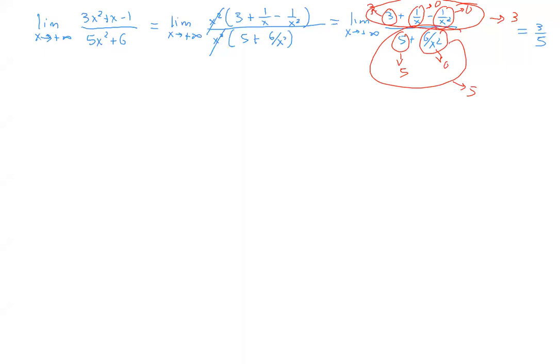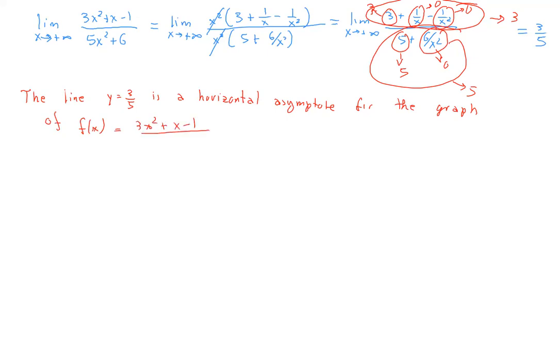So here, just to see how the notion of horizontal asymptote is used, we could say that the line y equals 3/5 is a horizontal asymptote for the graph of f of x equals 3x squared plus x minus 1 over 5x squared plus 6 at positive infinity.